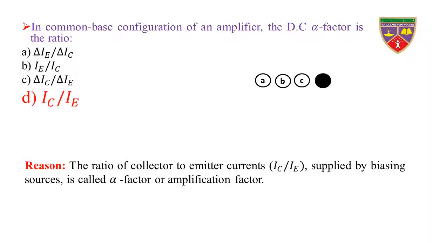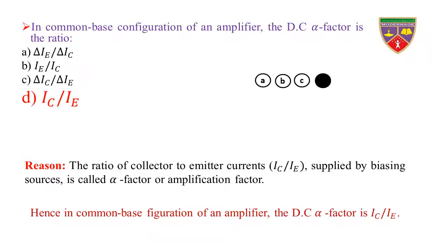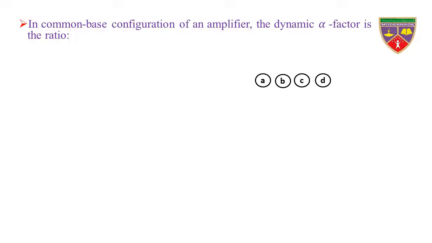Reason: the ratio of collector to emitter currents IC to IE supplied by biasing sources is called alpha factor or amplification factor. Hence, in common base configuration of an amplifier, the DC alpha factor is IC to IE.